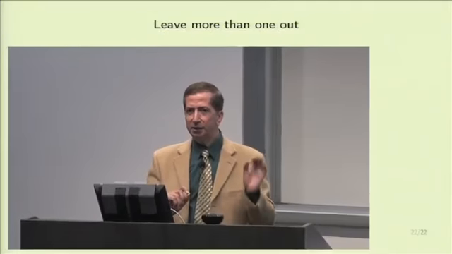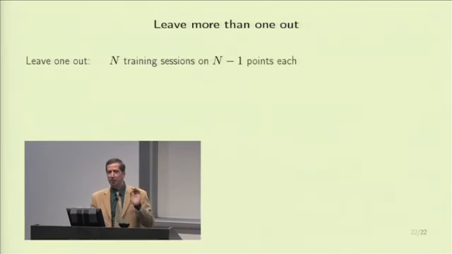Now, let me very quickly, and I will close the lecture with it, give you the more general picture. We talked about leave one out. Seldom do you use leave one out in real problems, and you can think of why. If I give you 100,000 data points and you want to leave one out, you are going to have 100,000 training sessions on 99,999 points each, and you will be an old person before the results are out. So when you have leave one out, you have n training sessions using n minus 1 points each.